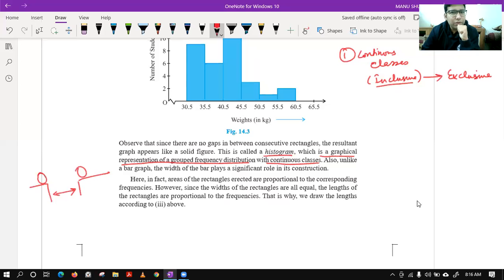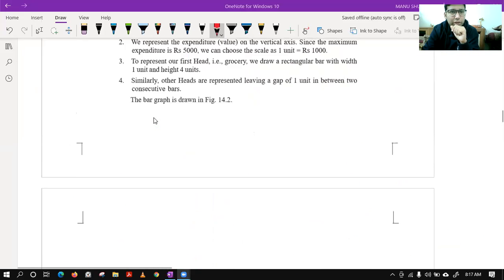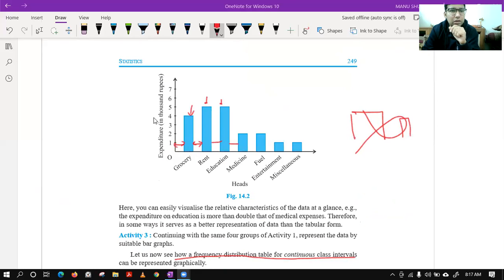Vaishnav, in a bar graph, I have told you there is no concept of class intervals, continuous or otherwise. They are simply using some fixed values on the x-axis. You have seen there was no range at all. In the bar graphs, we have simply grocery. Grocery is not a range or something, right? We don't require that. So grocery, rent, education, medicine, fuel, entertainment, and miscellaneous.